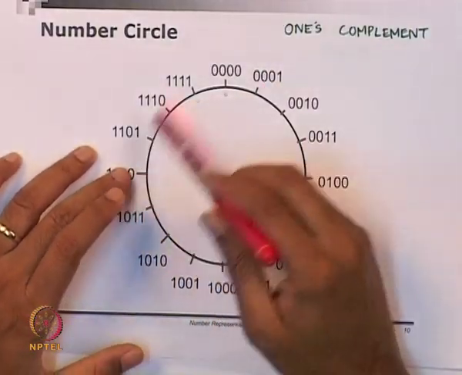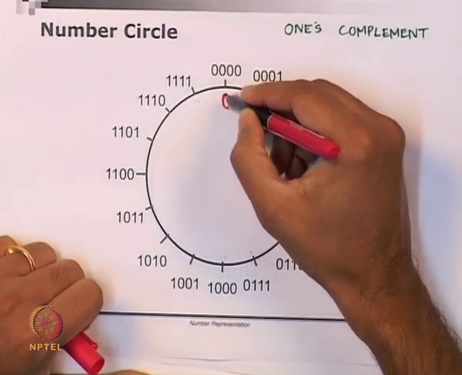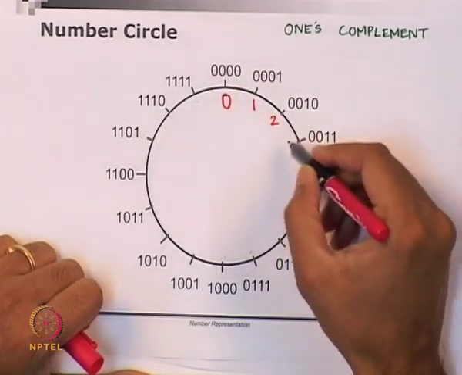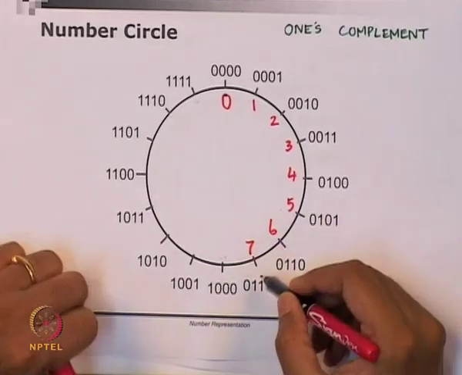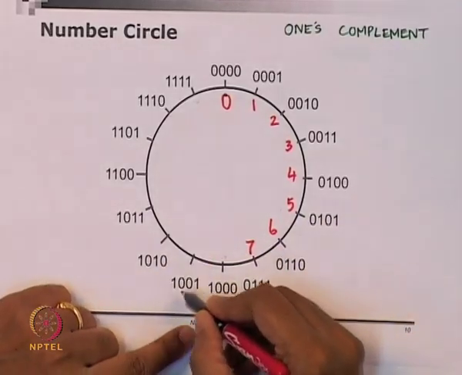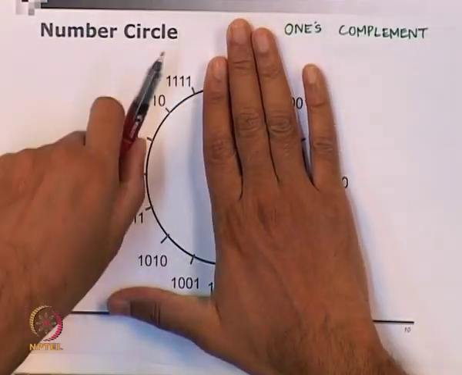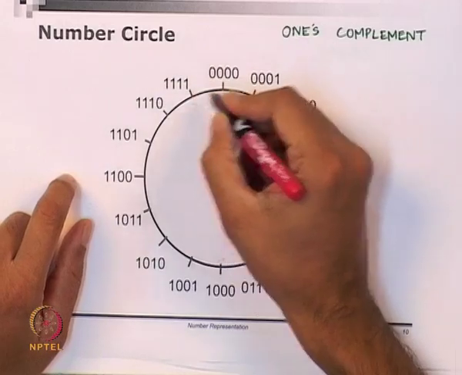So let us look at the number circle representation for 1's complement. As before, I have 0000, 0001 and so on, arranged in a number circle. This is number 0 and all the positive numbers are on the right side. If I go from 0, we have 0, 1, 2, 3, 4, 5, 6 and 7. At this point, if you notice, it is starting to become 1 as the first bit. So this side is not positive numbers, they are all supposed to be negative numbers.